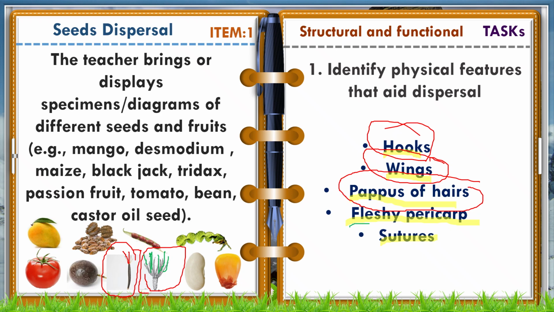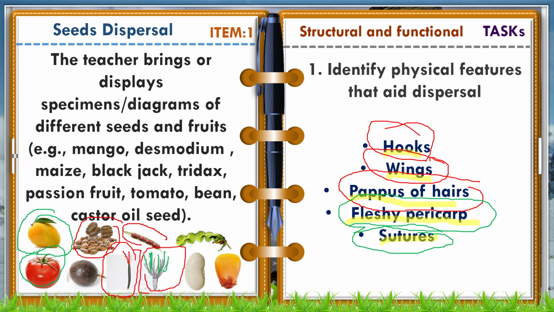Then we have the fresh pericarp. Now the fresh pericarp, we shall see it in tomato, we shall see it in the mango. And then we have the sutures. Sutures, we are going to see them in castor oil. We shall see them in the beans, and we shall see them also in desmodium.